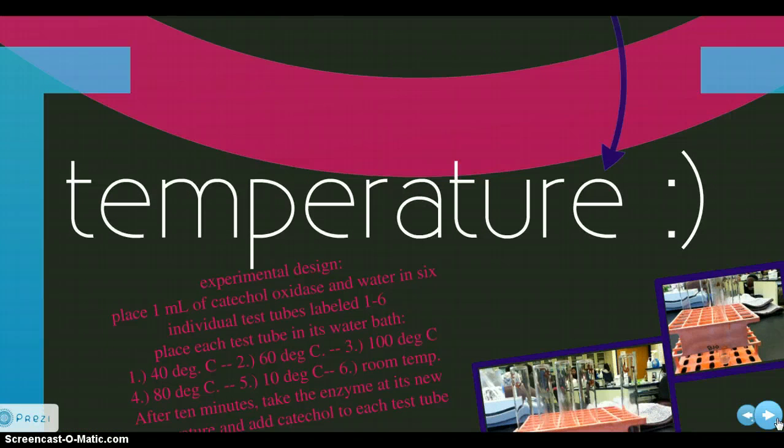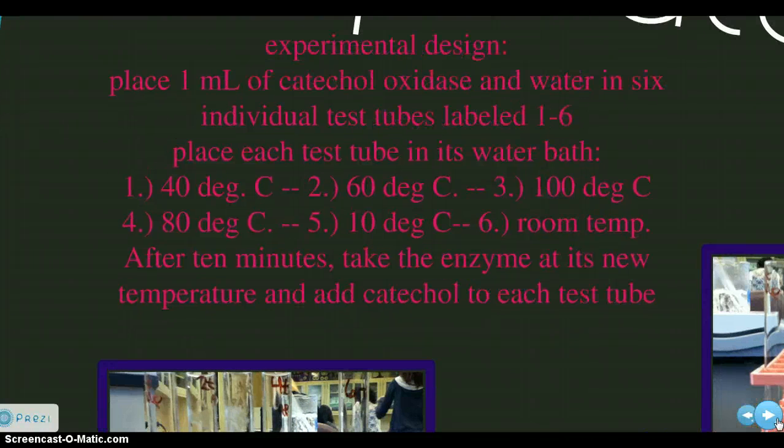The first part, part A of our experiment, is temperature, and we had to come up with an experiment. What we did was put 1 ml of catechol oxidase and 1 ml of water in 6 individual test tubes labeled 1 through 6. Each test tube had its own water bath. When we say water bath, we place them in water of a certain temperature and allow them to heat up for 10 minutes.